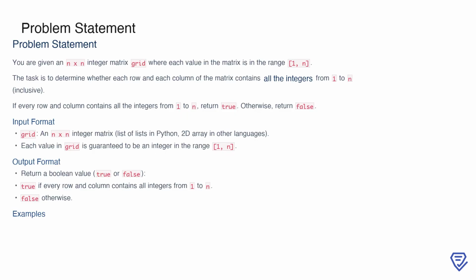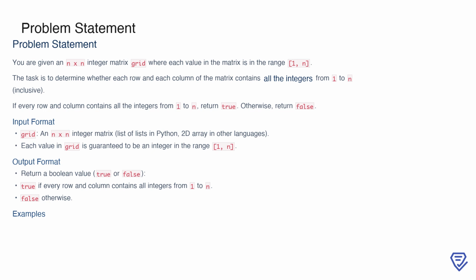In this problem, we are working with an n×n integer matrix called grid. Each value in this matrix is within the range of 1 to n. Our goal is to determine if every row and every column of the matrix contains all integers from 1 to n, inclusive. If this condition is satisfied, we return true, otherwise, we return false.